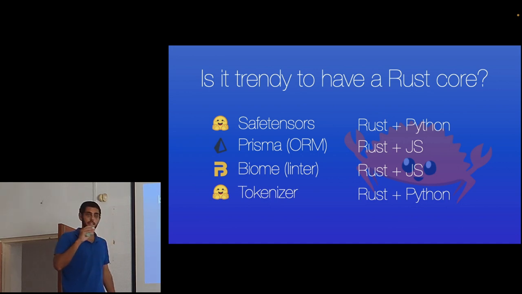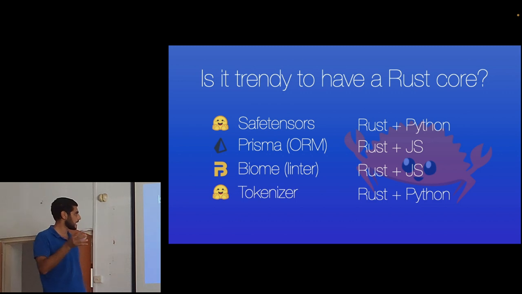Instead, safetensors has the core in Rust and an interface in Python, and it's becoming quite trendy. We started seeing it in a lot of projects, both in Python and JavaScript. I do some JavaScript as well sometimes. There are a couple of projects. There is Prisma, which you might know, a very famous ORM. There is Biome, which is a linter, previously called Rome. And they both have a Rust core for performance, and then they have a JavaScript library.